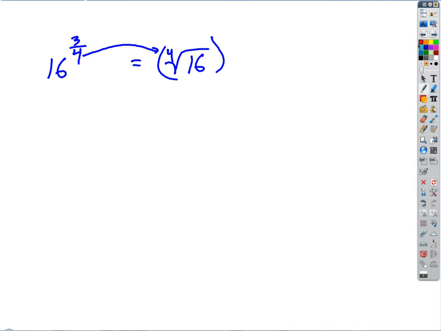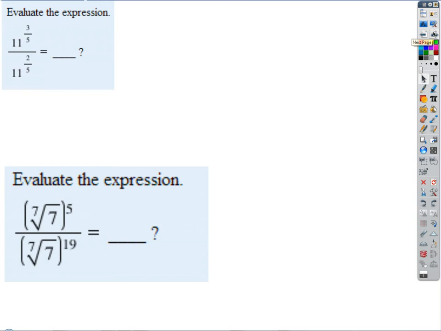To the third. You don't have to write it out. You can do it in your head. What is the 4th root of 16? 2. Cubed, 8. Right? Okay. Start with the bottom, then do the top. Okay, what about something like that?